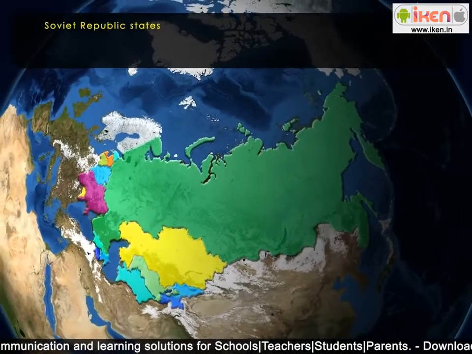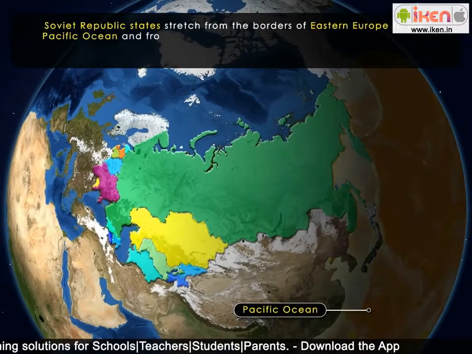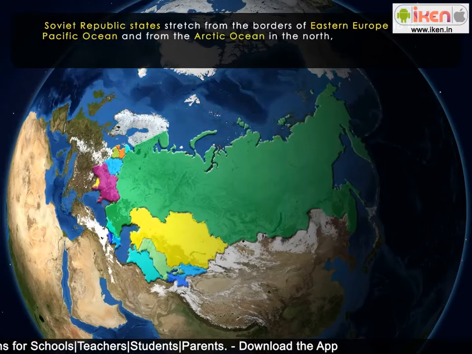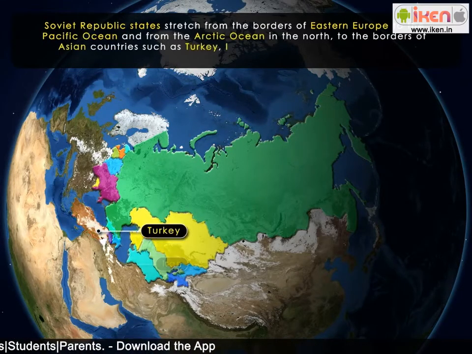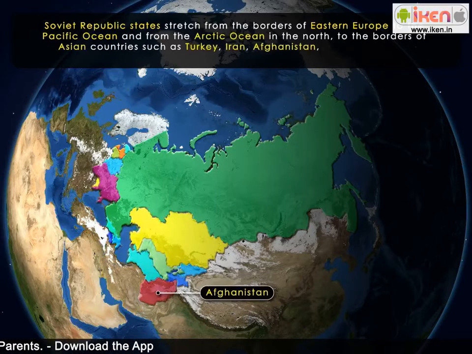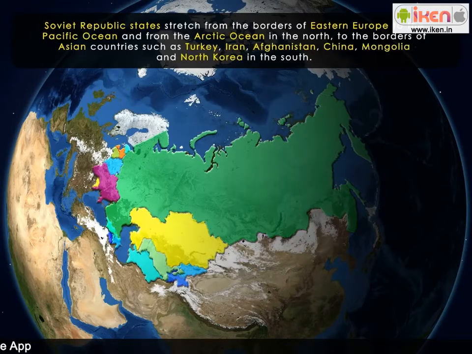Soviet Republic states stretch from the borders of Eastern Europe to the Pacific Ocean and from the Arctic Ocean in the north to the borders of Asian countries such as Turkey, Iran, Afghanistan, China, Mongolia, and North Korea in the south.